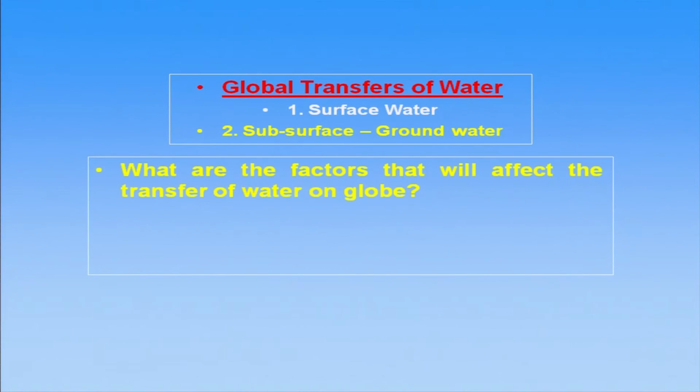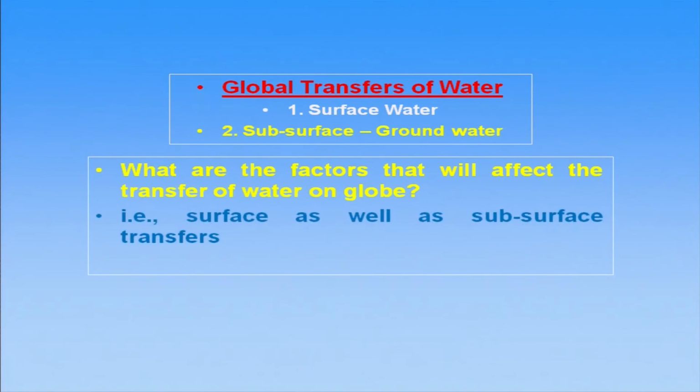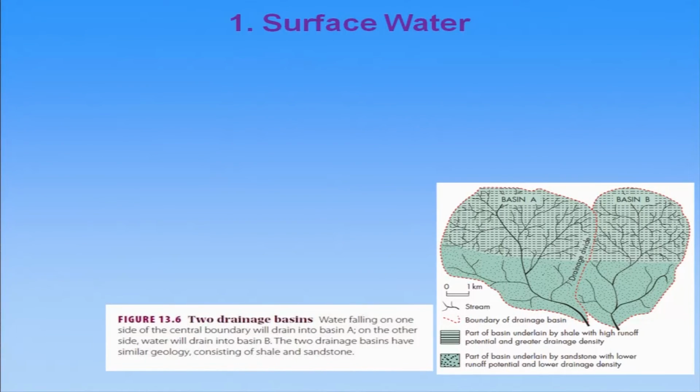Global transfer of water, on the surface and again subsurface, we are talking about. Then what are the factors that affect the transfer of water on the globe? That is, surface as well as subsurface transfer. Let's see quickly. For surface water, it is extremely important to know and understand the drainage basins and the major streams which are carrying the sediments as well as the water. So what will it result in? The surface runoff.